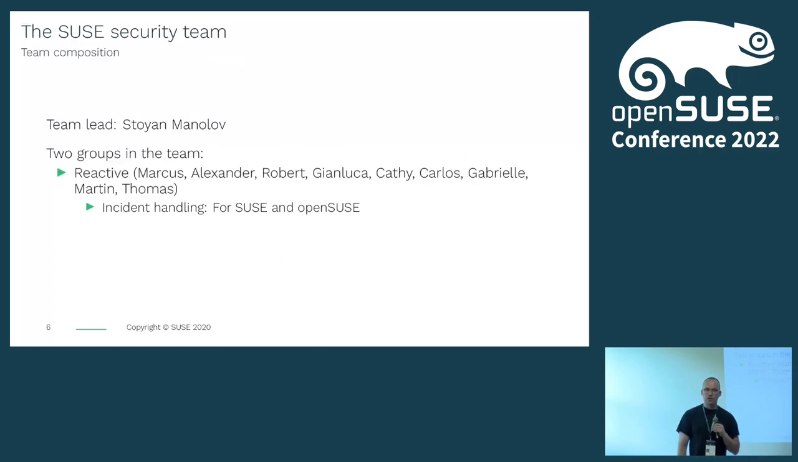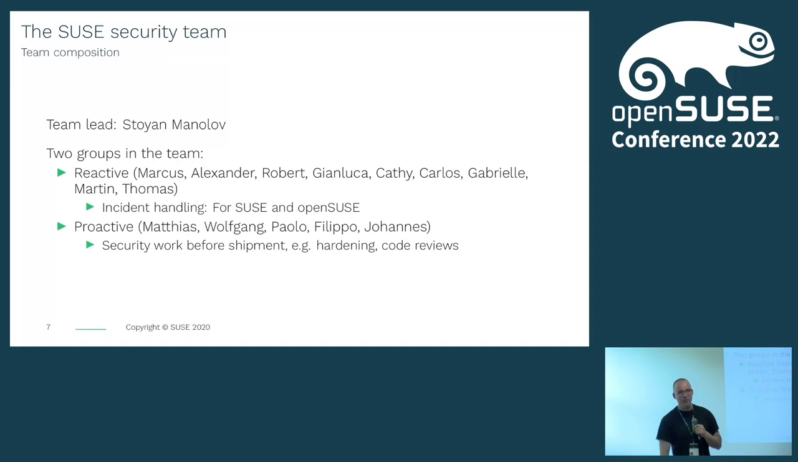So, the SUSE security team: our team lead Stojan, sitting here. Then we have two groups in the team. We have the reactive group, which does mostly incident handling for known security issues, so the usual CVE stuff that pops up and needs a fix. And this is done by Marcus, Alexander, Robert, Gianluca, Kathy, Carlos, Gabriele, Martin, and Thomas, who are distributed within the room. So it makes a lot of sense to introduce them.